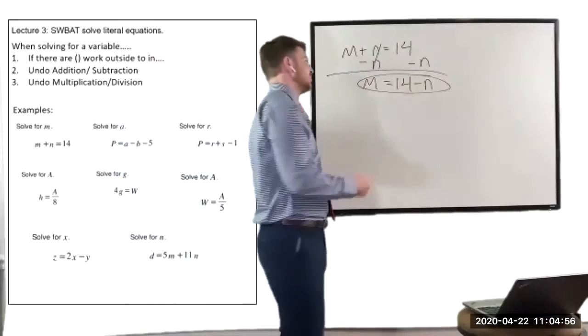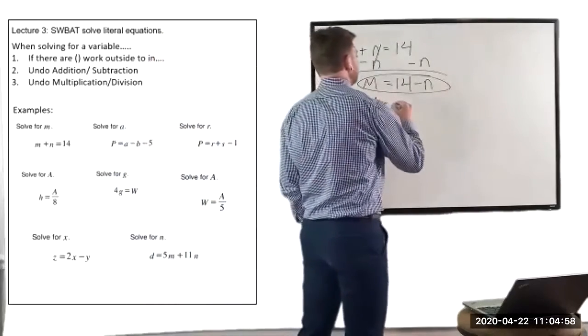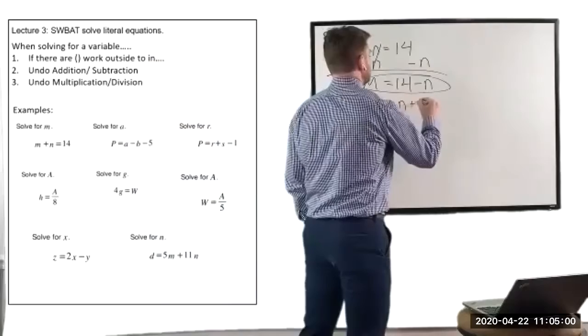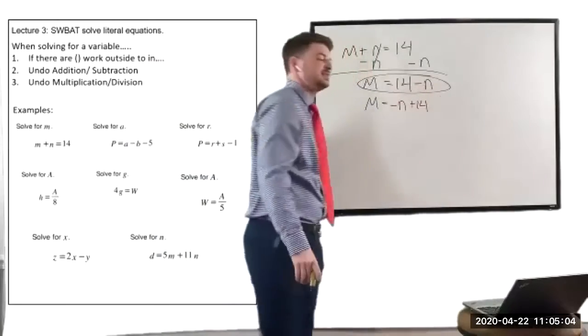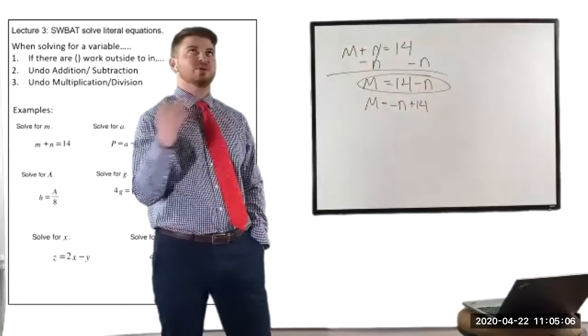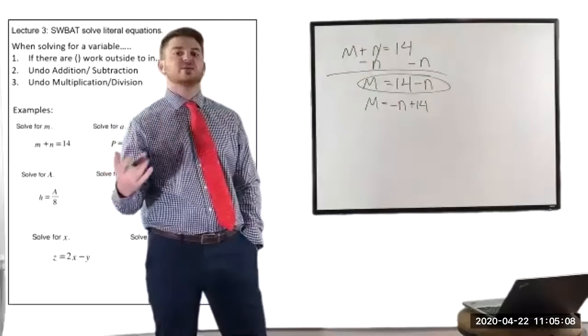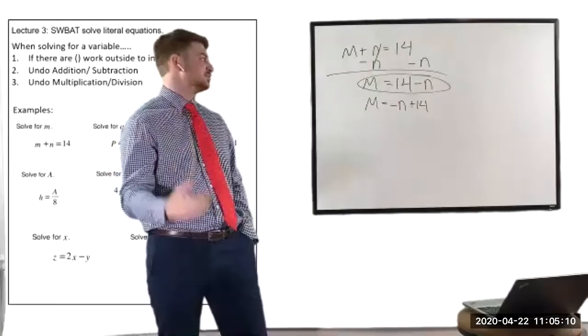Now, another answer that would be totally acceptable would be negative n plus 14. Remember, the commutative property says that the order in which you write numbers doesn't matter when we're adding and subtracting. Okay, so check the questions.